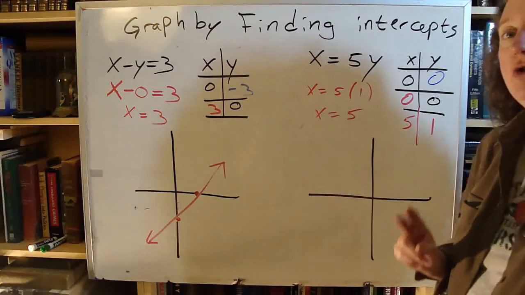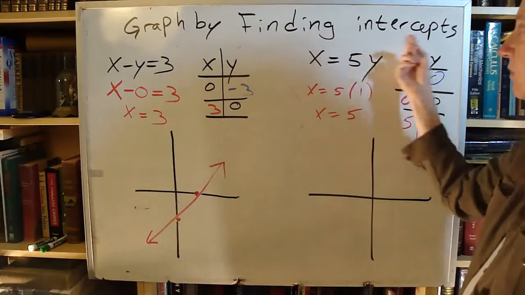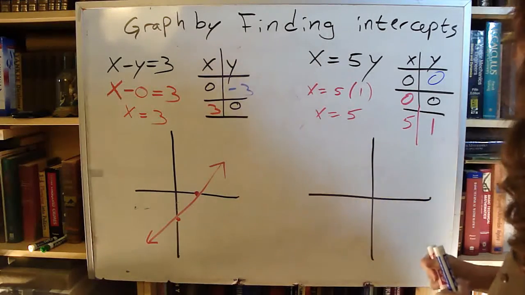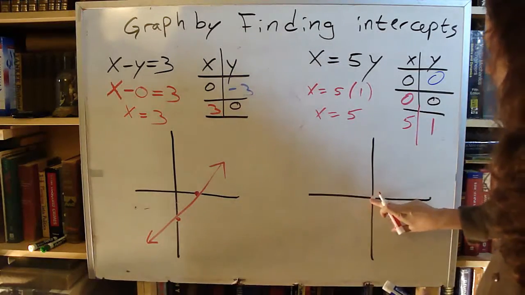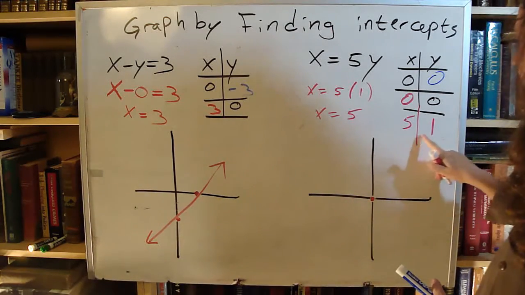Now I have 2 points that I can use to graph. But I can't graph it by finding the intercepts. I have to find a separate point. So I have my 0, 0. That's right here at the origin. And then I have 5, 1.